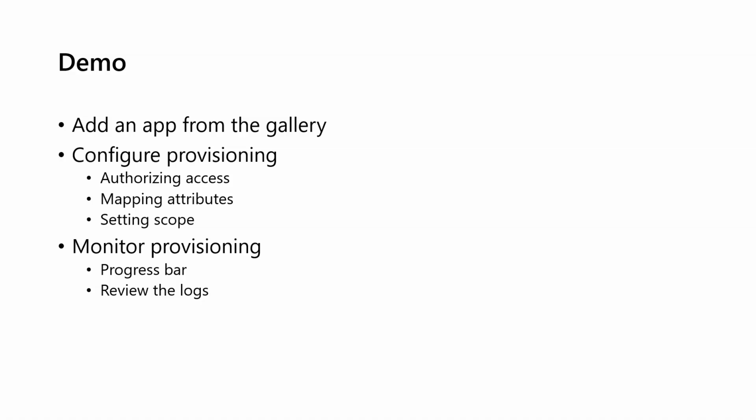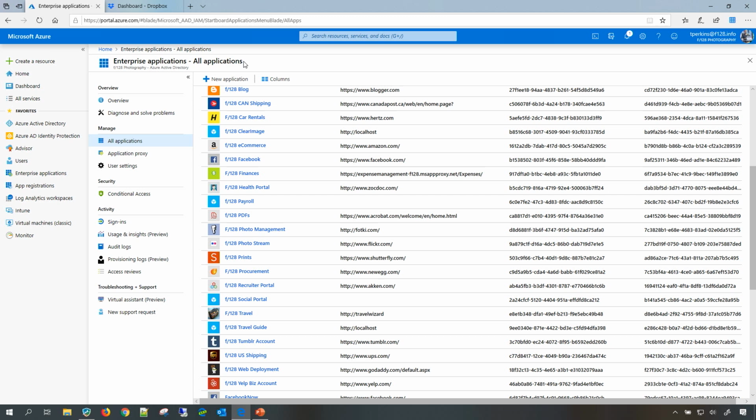Let's move to the demo now, and we will see how you add the application from the gallery and then configure provisioning to authorize access. How do you map the attributes? How do you set the scope of the application? And then once you enable provisioning with it, you can monitor the progress of the provisioning, and then you can review the logs for failures. So we will see all those particular things in the demo. Let's dive into the demo now.